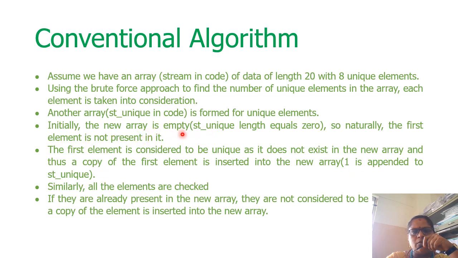So initially my new array, this unique array, will have nothing in it, so its length is 0, and the first element is not in it. Okay, so the first element is considered to be unique, as it does not exist in the new array, and a copy of it from the original array is inserted into this unique array. And all the elements are checked one by one, and if they are already present in the new array, they are not considered to be unique, so they are ignored. And if they are unique, a copy of that element is inserted into the new array, which is called st unique. This is the usual conventional algorithm which can be adapted for achieving this task.